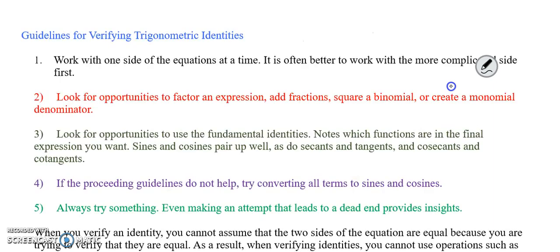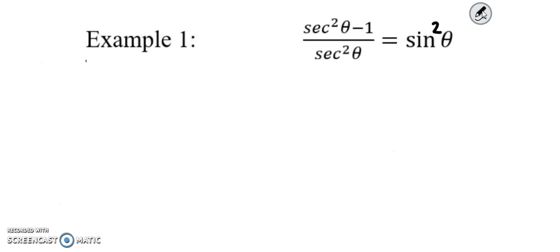All right. So our guidelines, we say, okay, we have all this going on. Number one says to choose one side, work on one side of the equation, and the most complicated side. So if we look here at example one, the most complicated side is the left side or the right side? Right, it is the left side. Complicated. Compared to this side, it's just sine squared. So we're going to work on this side and simplify this side down.